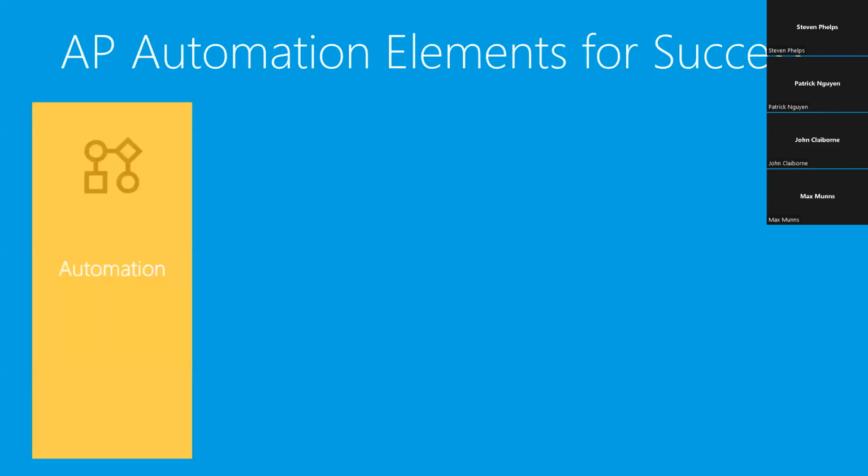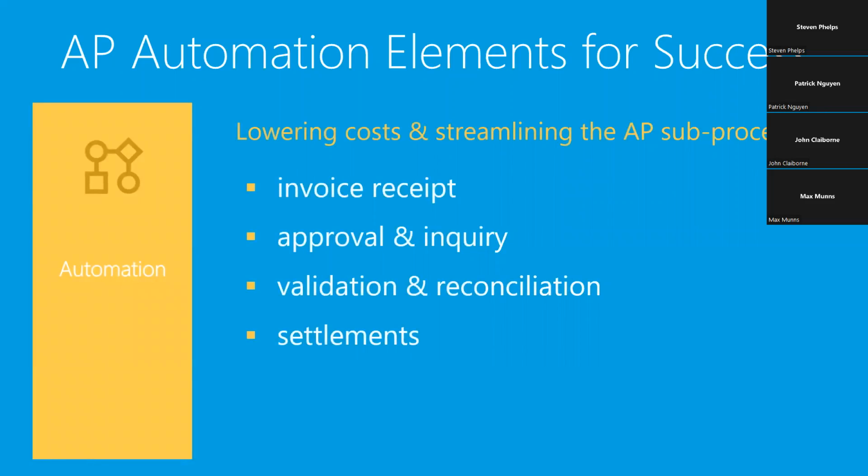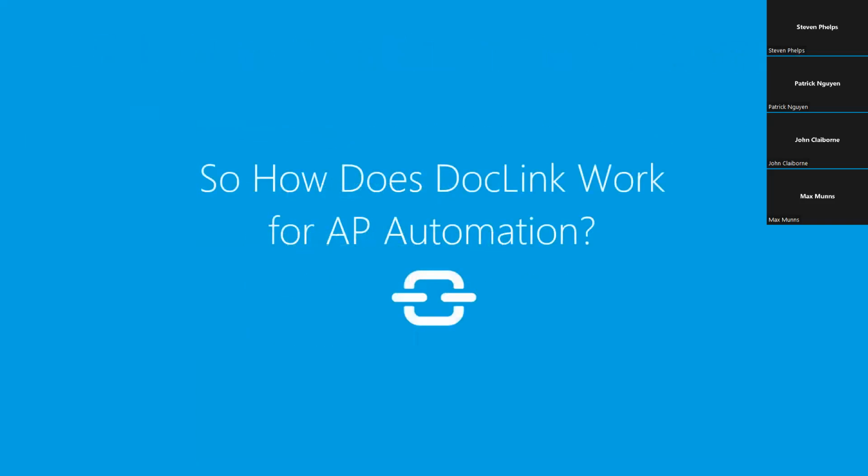Last but not least, the last pillar here is automation. Technology solutions to help you manage invoices and workflow and electronic payment methods reduce the inefficiency of manual and paper-based processes. Automation is a critical foundation to lowering the costs and streamlining each of the 4 AP sub-processes. So being able to automate the whole process, lowering the costs and streamlining AP and integration into your Sage ERP system. So how does DocLink work for automation, AP automation?